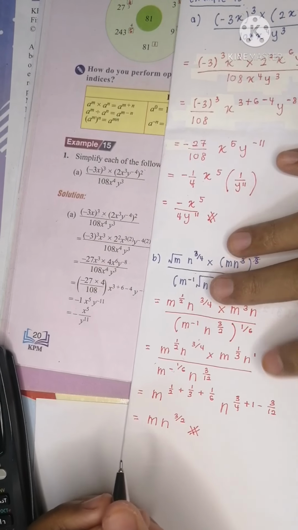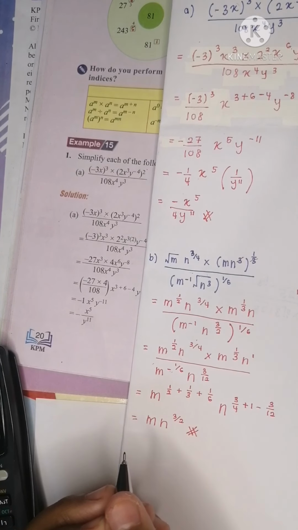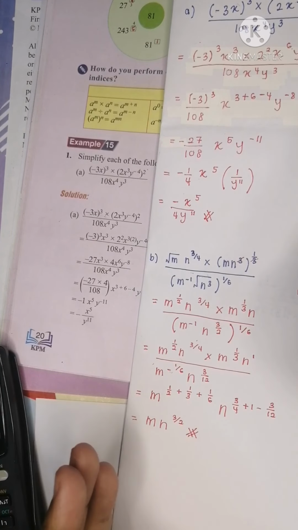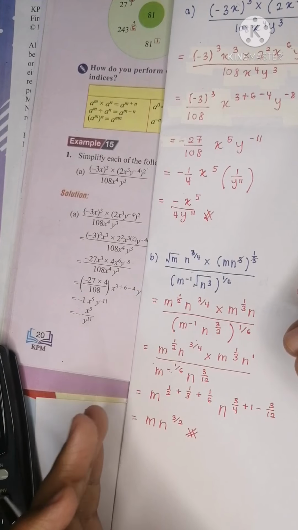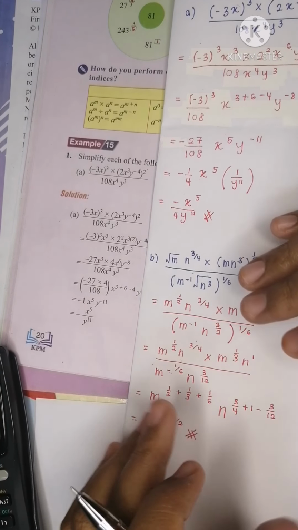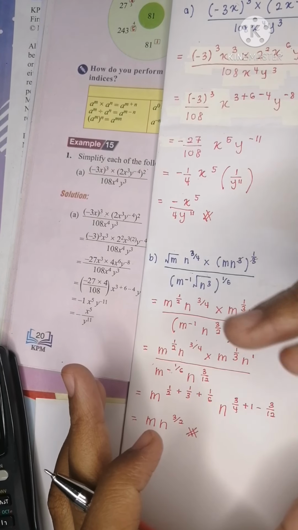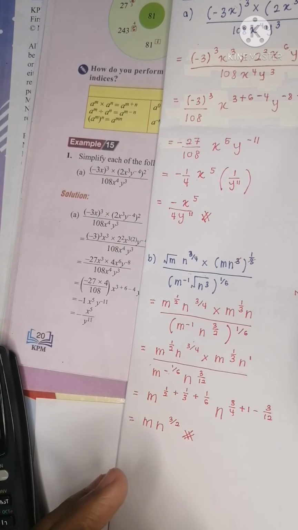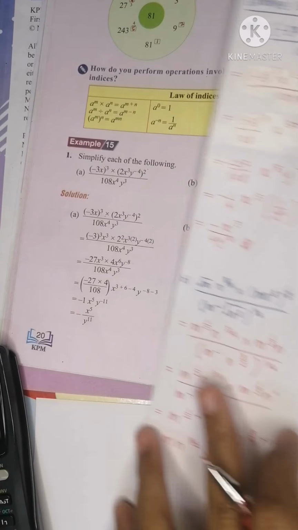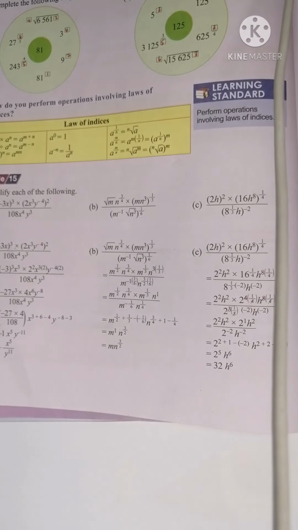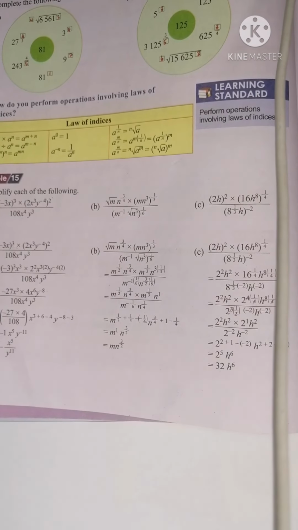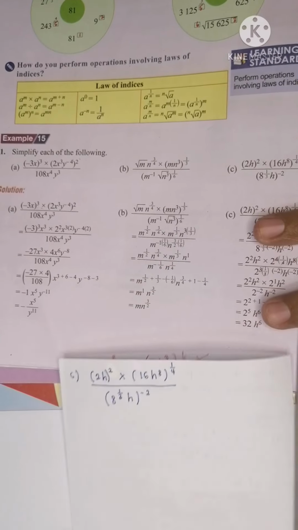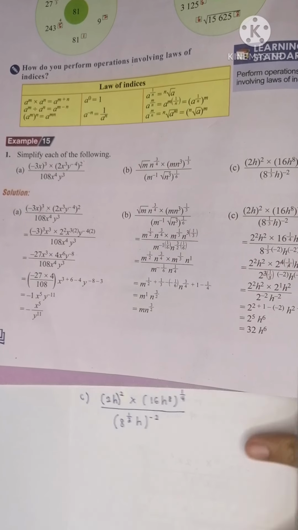Please do it step by step. If you do not solve it in the right positions or in the right steps, then your answer might possibly become wrong. So please follow the steps that I told you just now. So that is B. Now look at C. Okay, now for C, look at here.